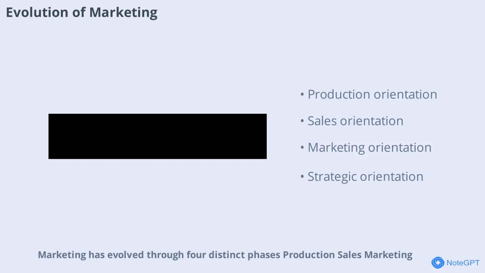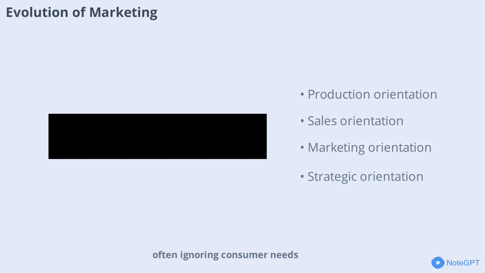Marketing has evolved through four distinct phases: production, sales, marketing, and strategic orientation. Initially, businesses focused inward, producing what they could without considering market needs. The sales phase emphasized aggressive selling to move surplus, often ignoring consumer needs. The marketing phase shifted focus to researching consumer needs first, allowing consumer decisions to drive sales. Finally, strategic orientation prioritizes long-term relationships, spotting opportunities and threats, and maintaining customer loyalty. This evolution highlights the importance of adapting to changing market dynamics.